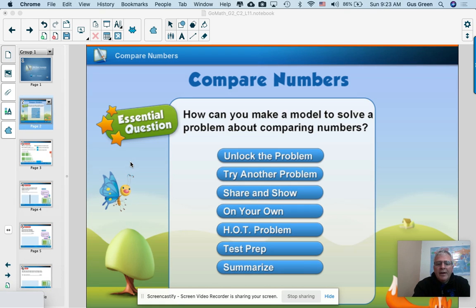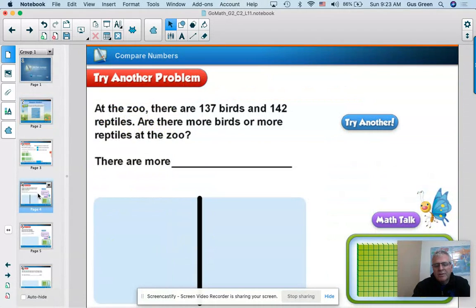We're going to look at lesson 2.11 today. And the essential question is, how can you make a model to solve a problem when you're comparing numbers? So we're going to look at these kinds of problems, and we want to compare two numbers. We want to know which number is larger, which number is smaller, and by how much. Those are all three of those things.